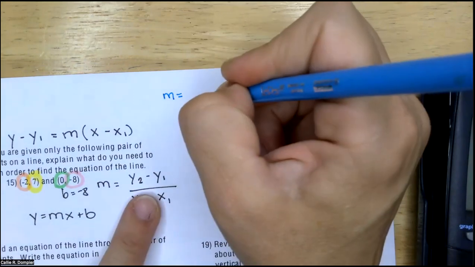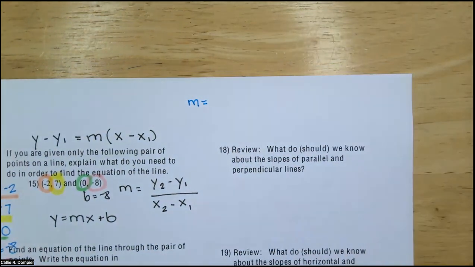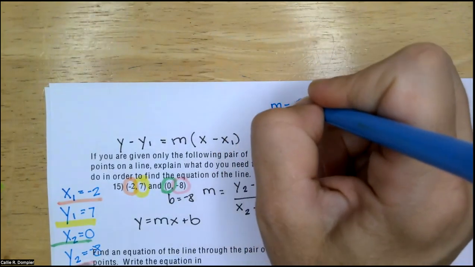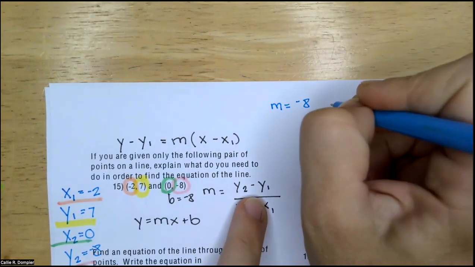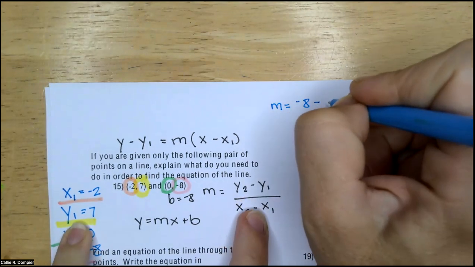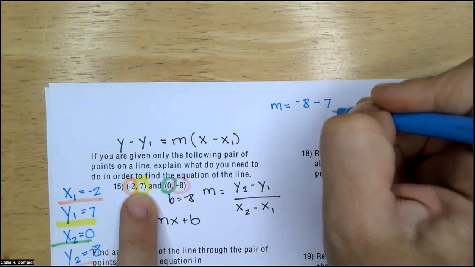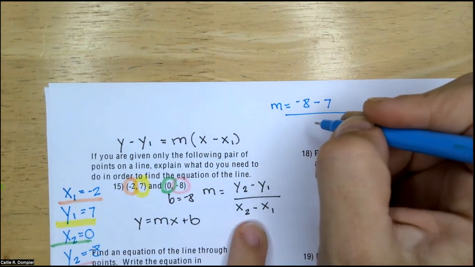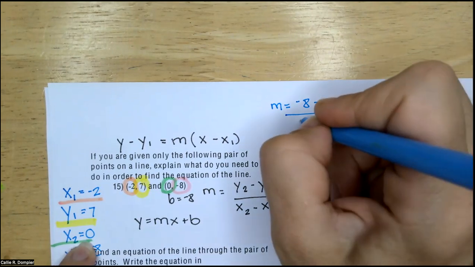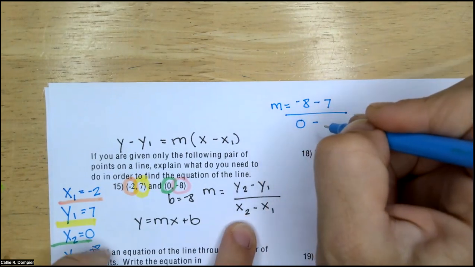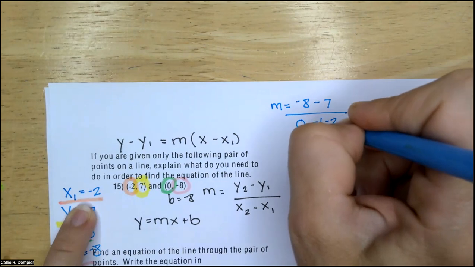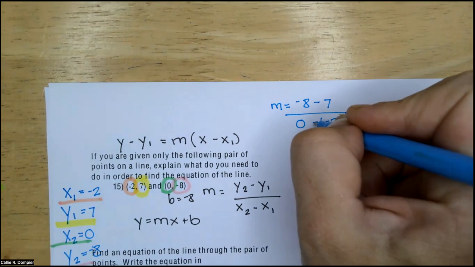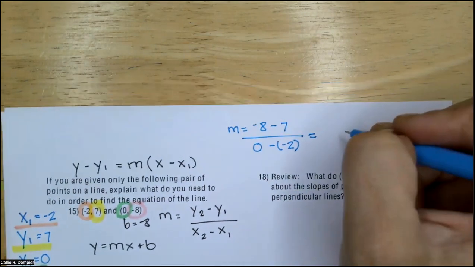m equals y2. Sorry. y2 is -8 minus y1. y1 is +7. -8, +7. Okay. On the bottom, we have x2. x2 is 0 minus x1 is -2. Note that we are subtracting a -2, okay? So include the minus sign from the equation and the negative from the number.